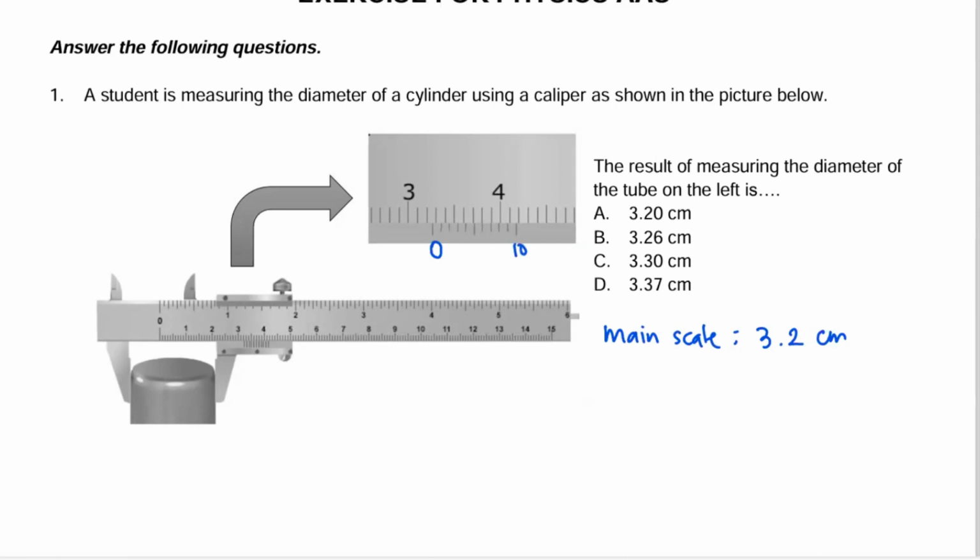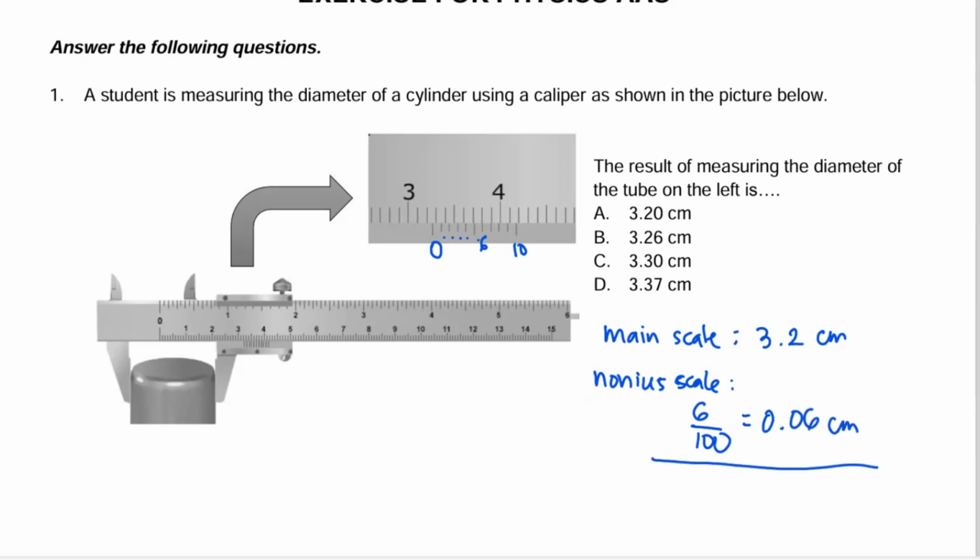Then we need to find the vernier scale reading, by finding which line from 0 to 10 on the vernier scale makes a single straight line with the main scale. If we take a look here, it's 0, 1, 2, 3, 4, 5, 6. So 6 makes a straight line with the main scale. For the vernier scale, the reading is 6, but the 6 must be divided by 100, so we get 0.06 centimeter.